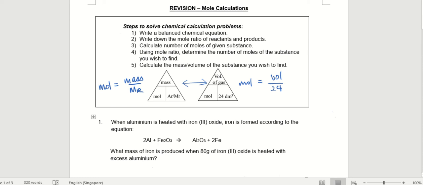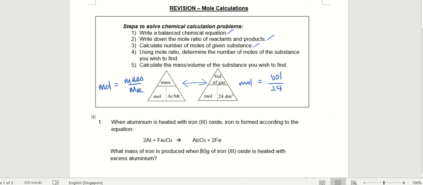Now, in order for us to solve chemical calculation problems, we usually follow 5 steps. We first start off with a balanced chemical equation. We then write down the mole ratio of the products and the reactants. You will always be given the value of one substance, either a volume or a mass of one of the reactants or products, and from that you can calculate the number of moles of the given substance.